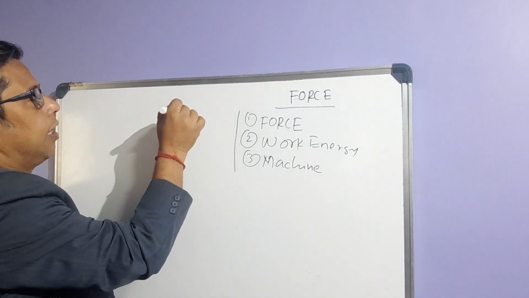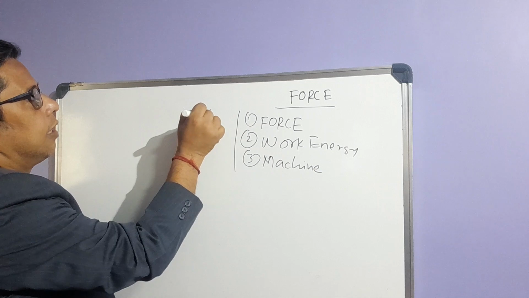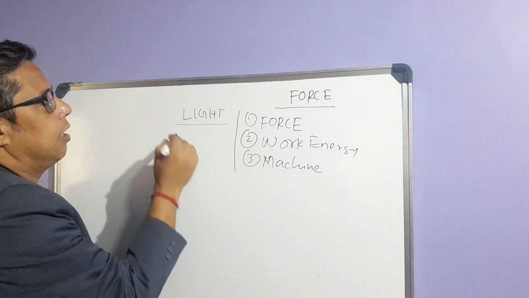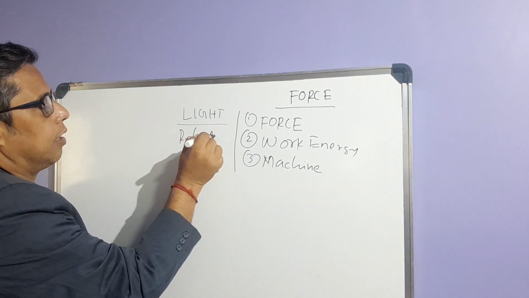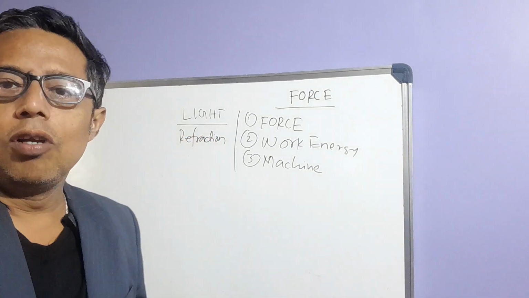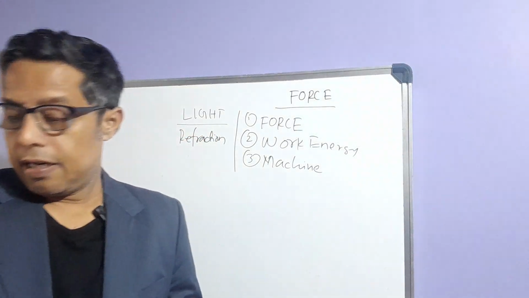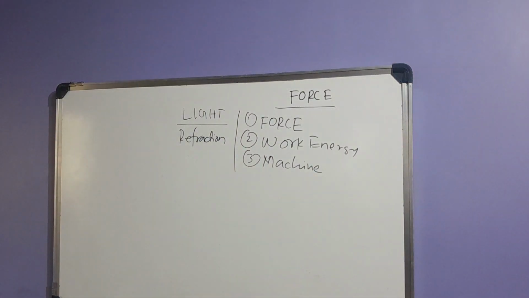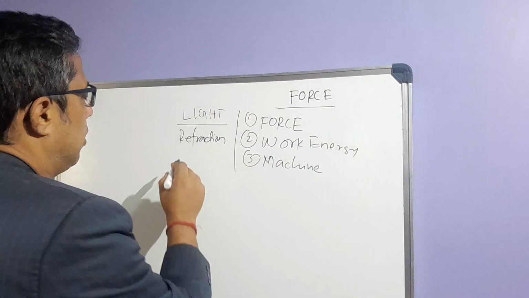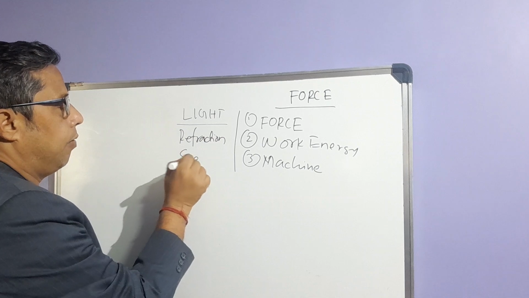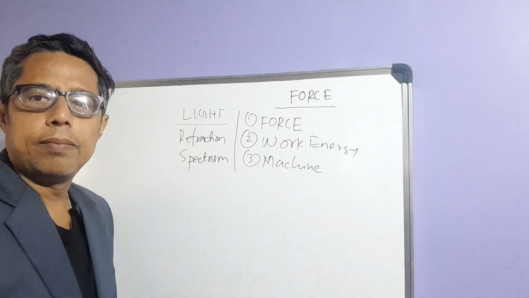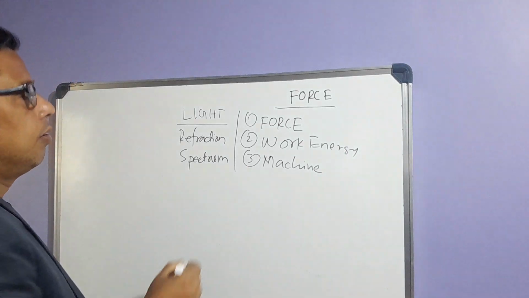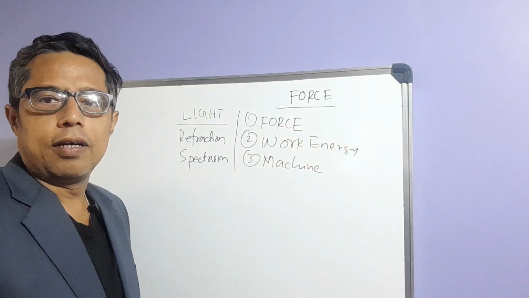The next part is light. Light is mainly based on refraction. This light part will be based on refraction. There are three chapters on refraction for light, okay, and also the spectrum we will learn here. Spectrum. Fine. So three chapters gone. 50% of the syllabus we covered, right?